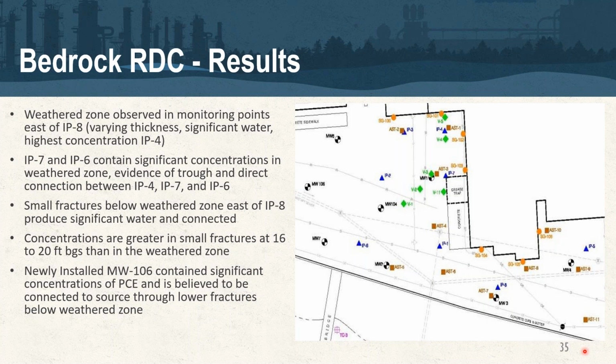And newly installed MW6, Derek, if you don't mind highlighting that with your pointer off the left-hand side of the figure. This well was interesting because it was believed to be upgradient of the source and groundwater flow path, and was installed as essentially a control point, but indicated that there was significant PCE mass and was believed to also be connected to the source through the lower fractures below the weathered zone. Next slide, please.